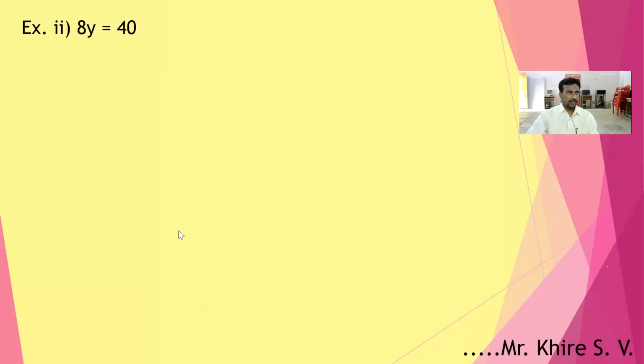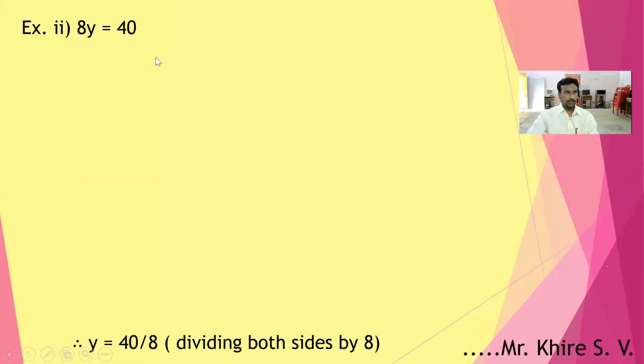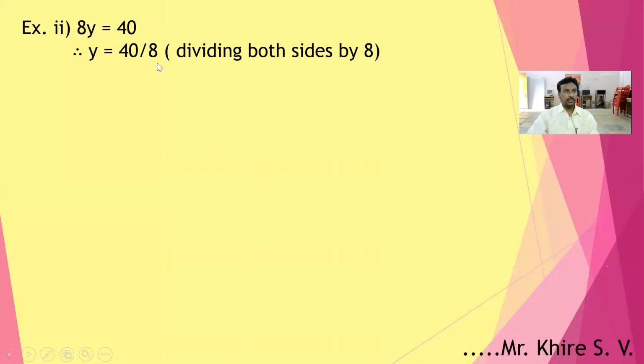Similarly, the second example, 8y is equal to 40, means y is equal to 40 divided by 8. Now dividing both sides by 8, we will get y is equal to 5. 8 fives are 40. Therefore the required number is 5.